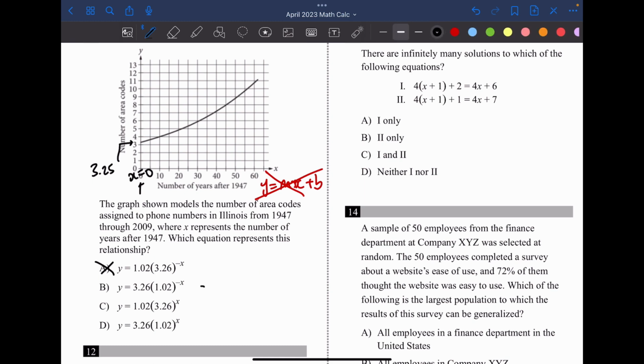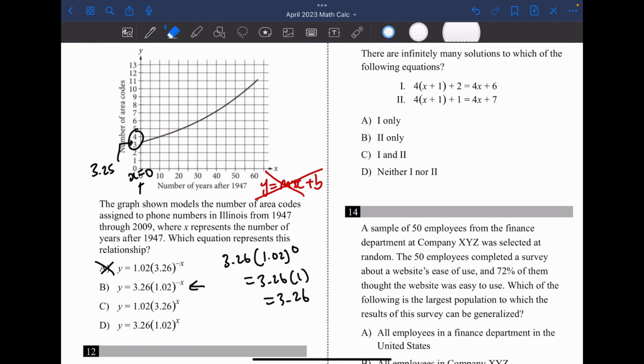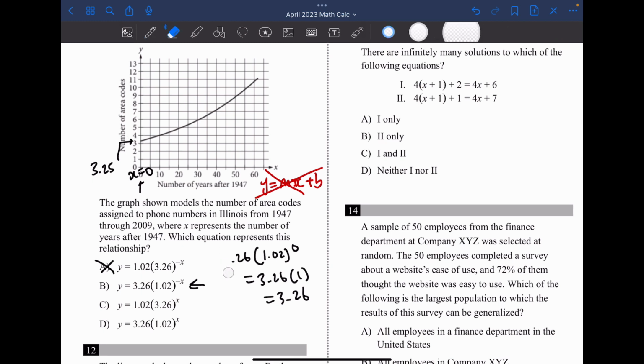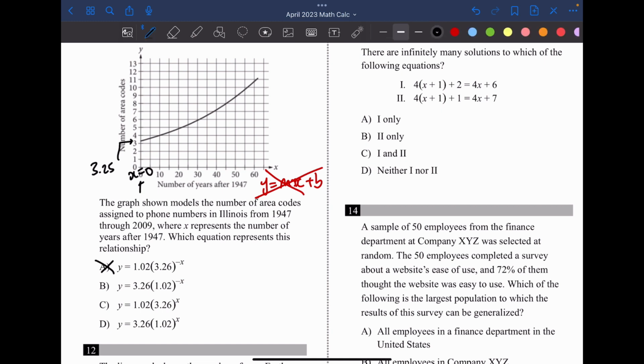Let's do the exact same thing for B, C, and D. So let's do the same thing for B. It will be 3.26 times 1.02 to the power of 0. And then this will be equal to 3.26 times 1, which is 3.26. Is 3.26 between 3 and 4? Yes. So this has a possibility of being the right answer, but we're not going to cross it out yet.